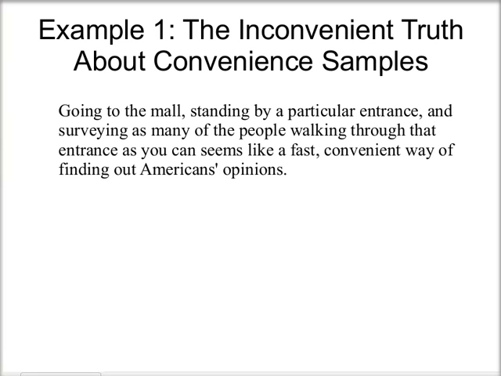Another example of a convenience sample is this one. This one's not quite as obvious. Going to the mall and standing by a particular entrance and surveying as many of the people walking through that entrance as you can seems like a fast, convenient way of finding out Americans' opinions. But it turns out that this is actually not a good way to find a representative sample, and let's look at why that is.